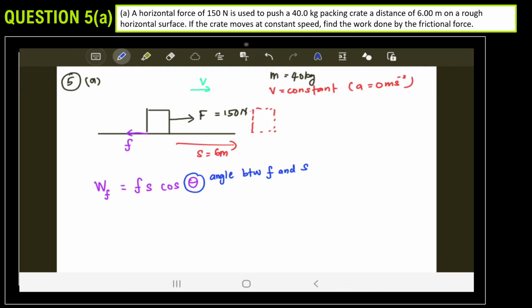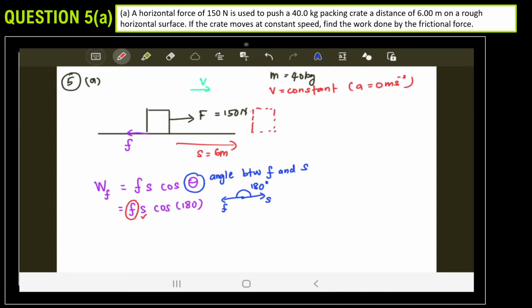So now you can look at here. The direction of S is to the right, and frictional force is opposite direction. You can see here the angle between them is 180 degree. So we can substitute Fs cos 180 degree. But now we want to solve this problem, but we don't have the value of, kita ada S, but we don't have the value of friction.